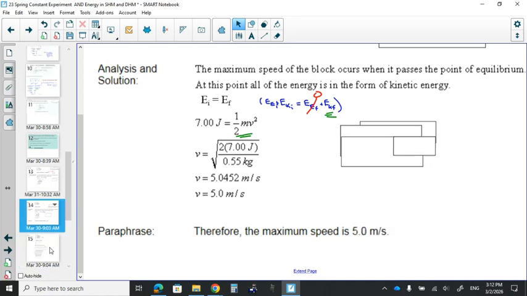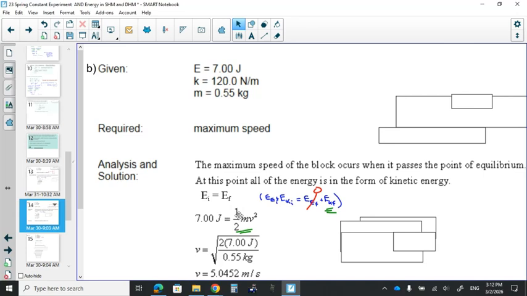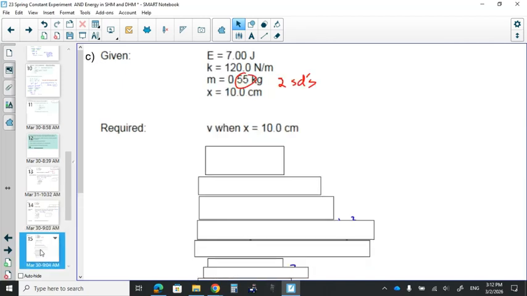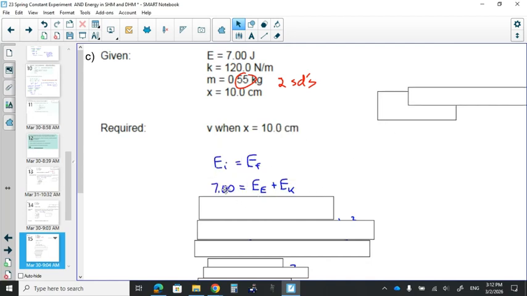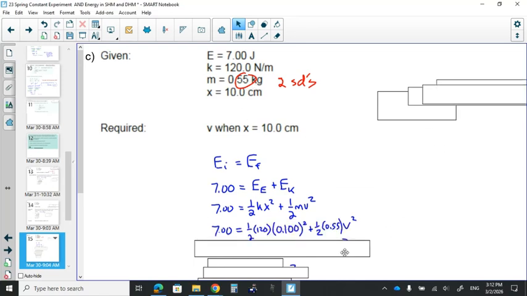So got that. The next one was, what's the speed of the mass when it's a certain distance from the equilibrium? Well, that is going to have the original, all of this stuff still, but we're going to have a value here based on the compression and so on, right? And so we go ahead and do the normal stuff, right? So you've got the original amount of energy equals a certain amount of elastic and a certain amount of kinetic, a certain amount of elastic based on the 10 centimeters.